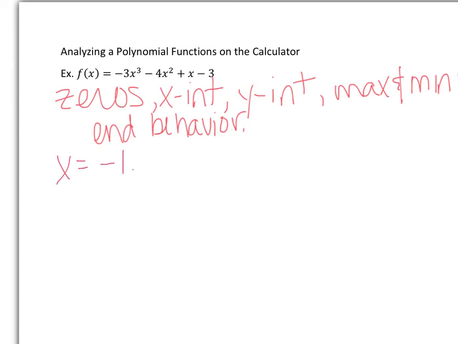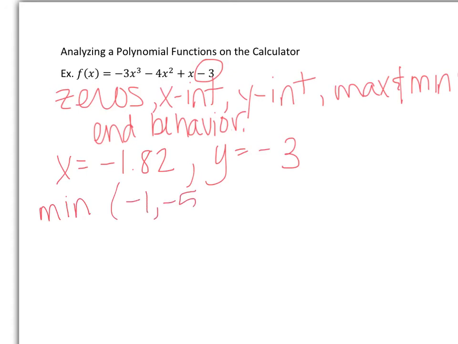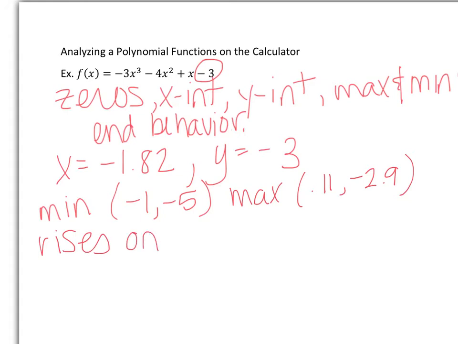Okay, finding the zeros in the calculator, I find that there is a 0 at x equals negative 1.82, which is my x-intercept. My y-intercept, my graph is going to cross the y-axis always at my constant, so negative 3. Maxes and mins. This graph has a minimum at negative 1, negative 5. A maximum at 0.11 and negative 2.9. End behavior, it is rising on the left side, falling on the right side.